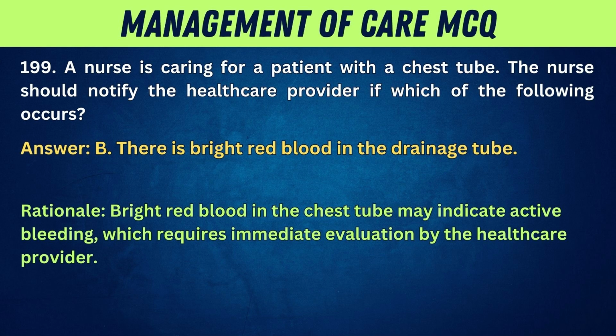Answer: B. There is bright red blood in the drainage tube. Rationale: bright red blood in the chest tube may indicate active bleeding, which requires immediate evaluation by the healthcare provider.